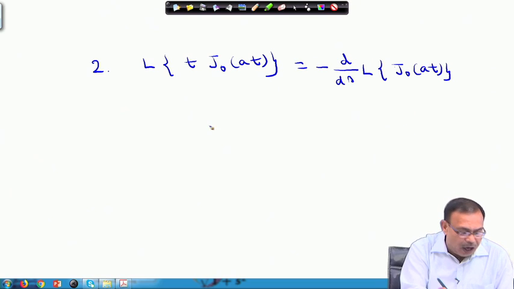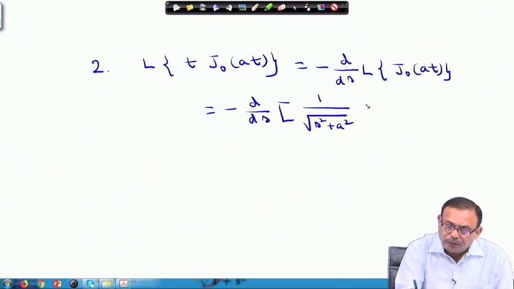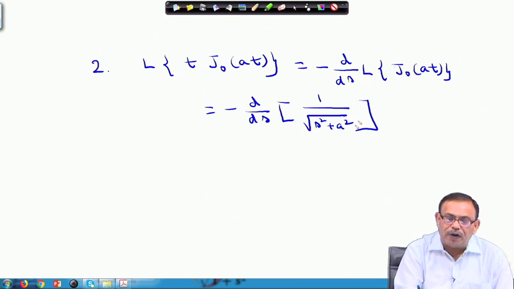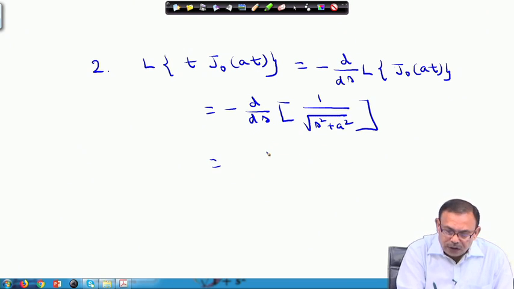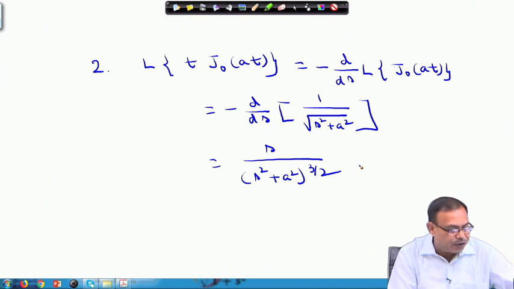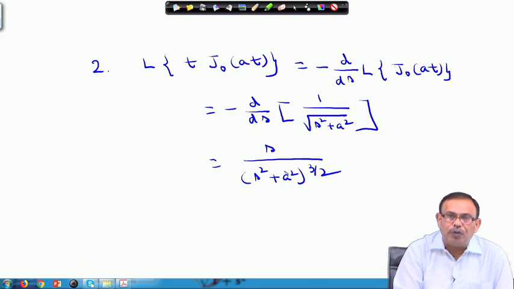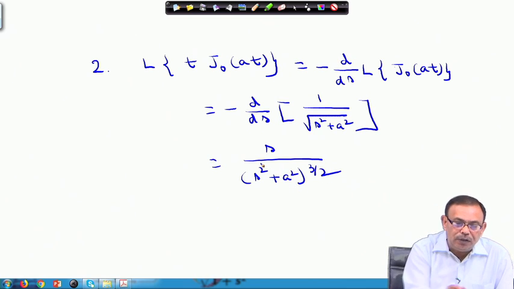So, once I have done it, I already know the Laplace transform of J0(at), which is nothing but 1 by root over s square plus a square. So, I have to just differentiate this function, 1 by root over s square plus a square, once to obtain the required result, and if I do it, I will obtain it as (s square plus a square) to the power 3 by 2. So, this is the second one, that Laplace transform of t into J0(at) is equal to s by (s square plus a square) to the power 3 by 2.